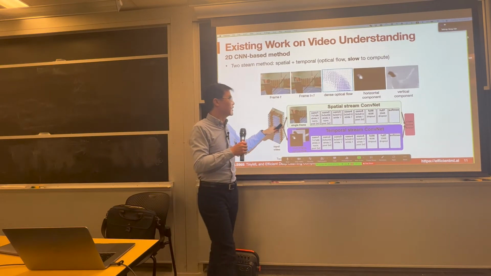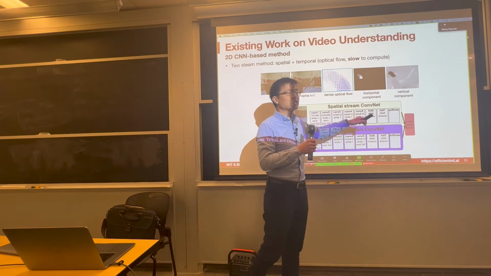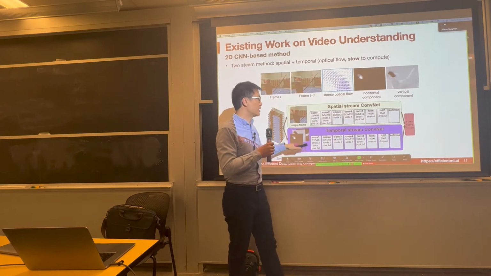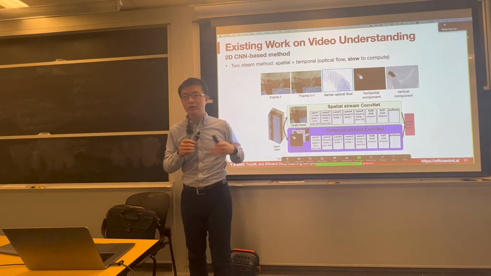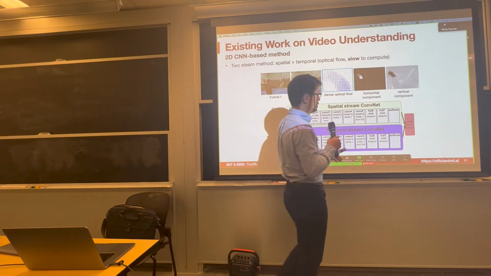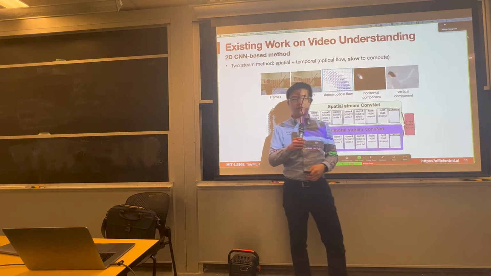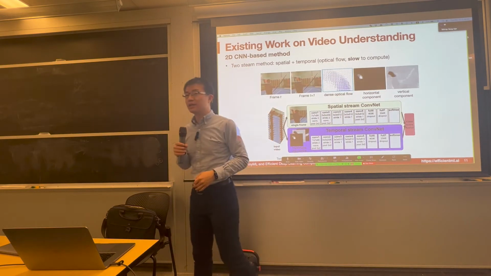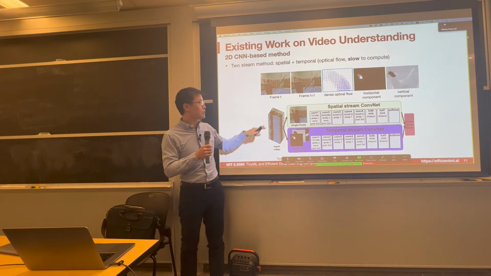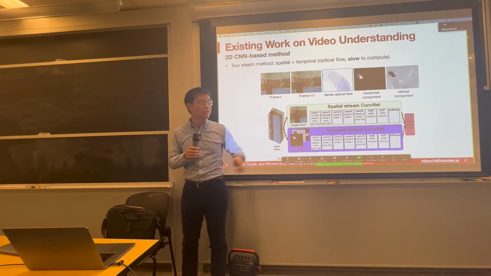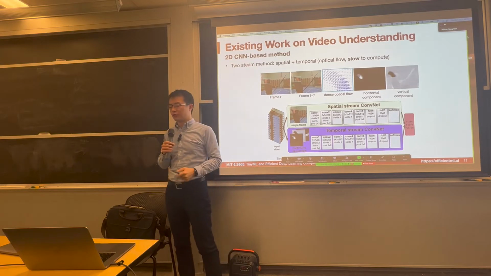So therefore, we can have 2 streams. One is the spatial stream. The other is the temporal stream. And finally, we aggregate the result in the very end to give the fused class score. So this is another way to consider this temporal information by introducing this optical flow.